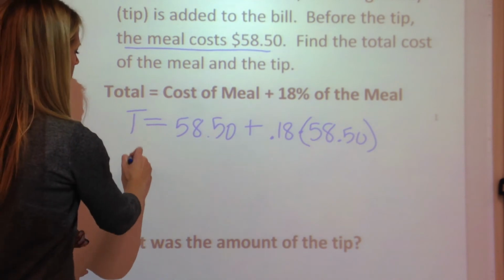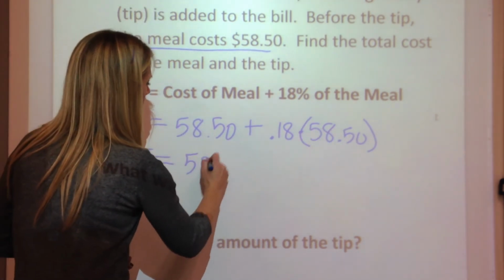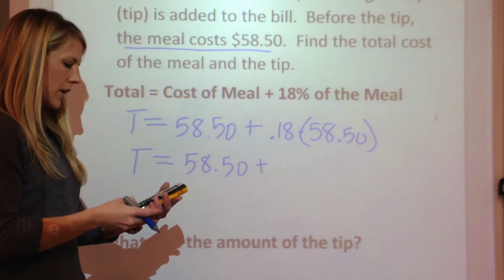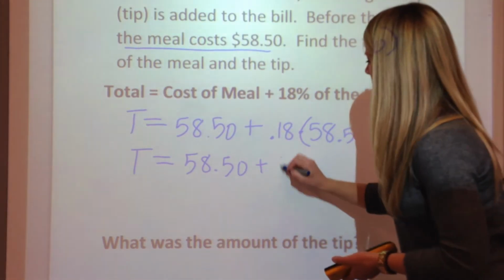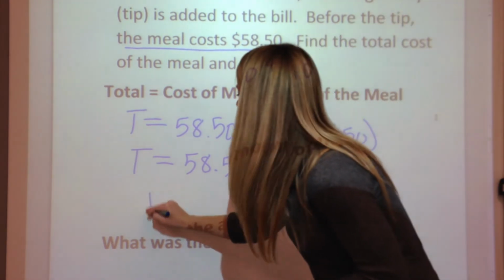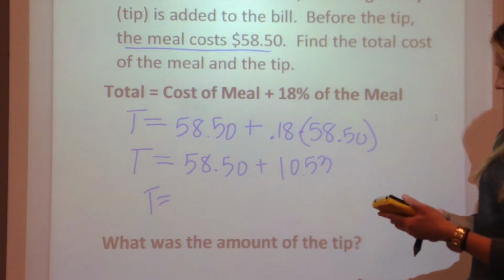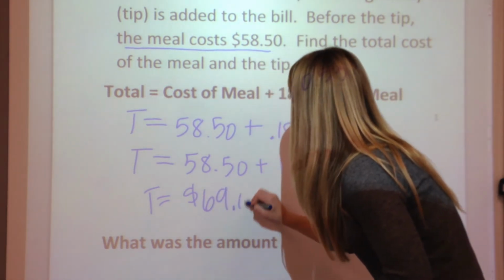My unknown is already basically solved for. It's just a matter of taking the right side and simplifying it. So $58.50 plus 0.18 times $58.50, and we get $10.53. So my total bill for our party is $69.03.